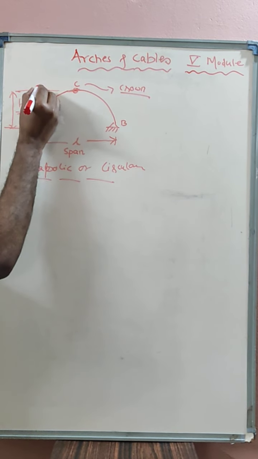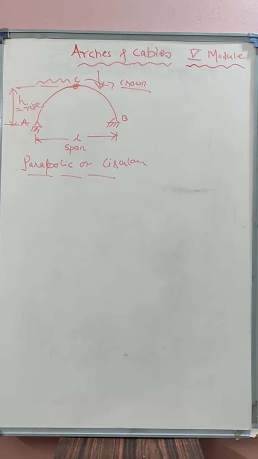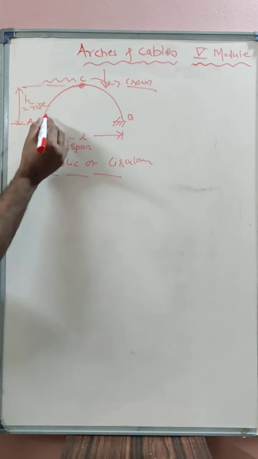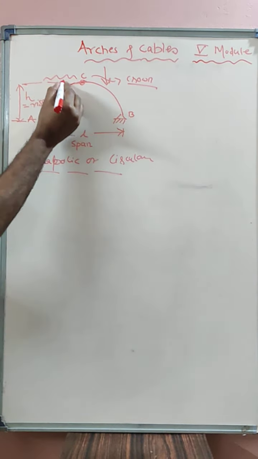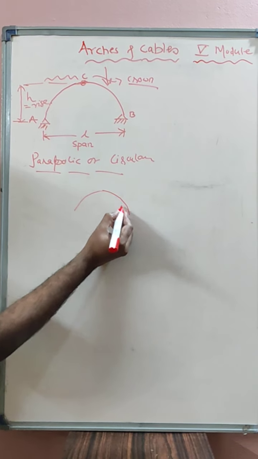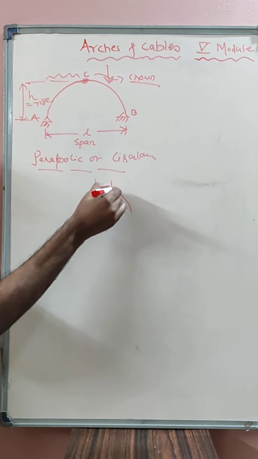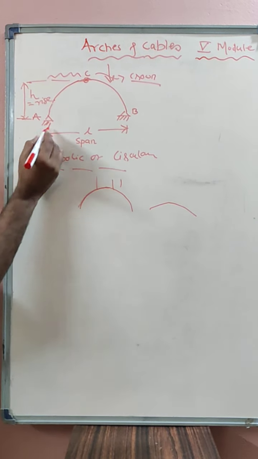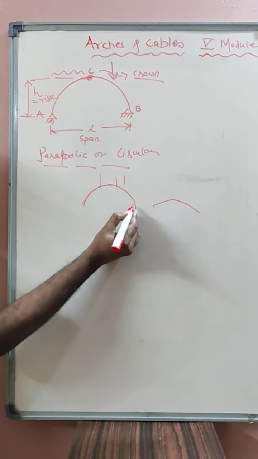If this arch is subjected to loading, how is it going to behave? What kind of forces develop in arches at the supports and in the body of the arch? That is very important. When you load the arch, just imagine you take a string in the shape of an arch and try to press it. What is going to happen? The arch is going to flatten. But because the supports are there, the flattening is prevented. That means the arch is going to maintain its shape.